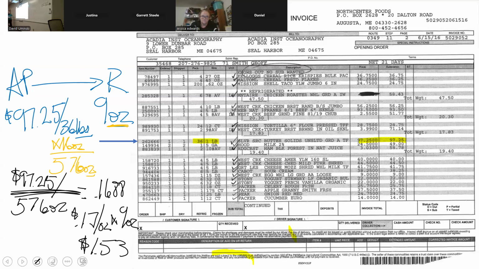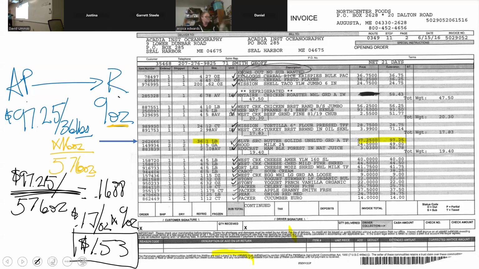So that's how we get from $97.25 to $1.53, as purchased to recipe, okay? This is a diagram that I came up with probably about 3 years ago at this point. And it really helped students visualize where the starting point is, which is as purchased, and the finish line is the recipe. And how do we close that gap?